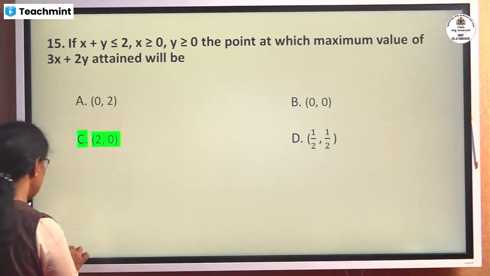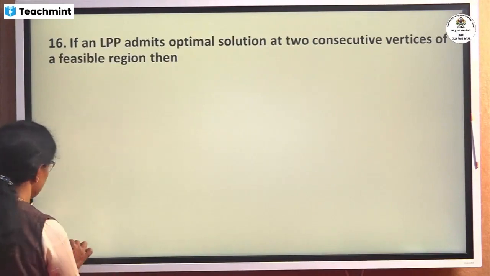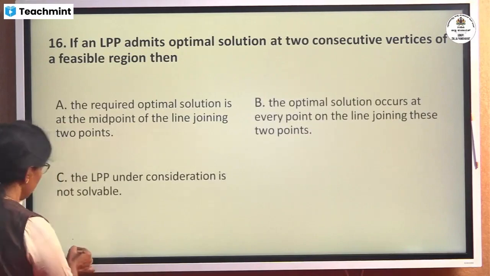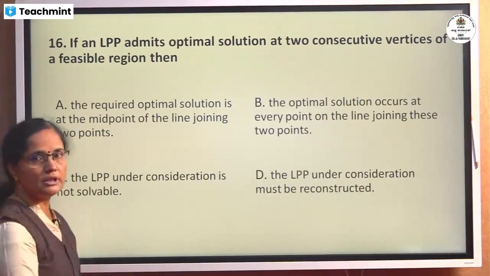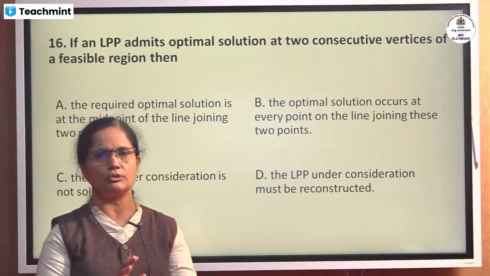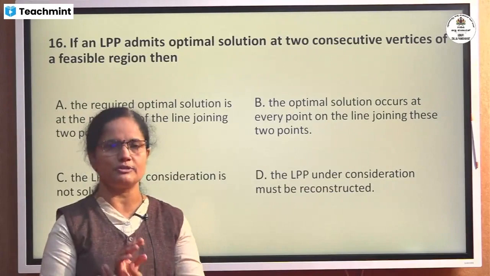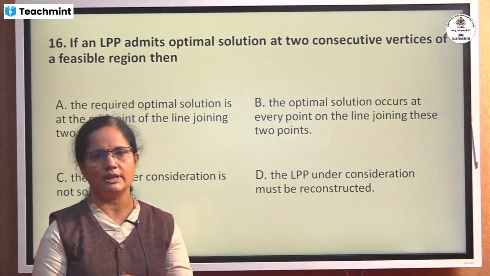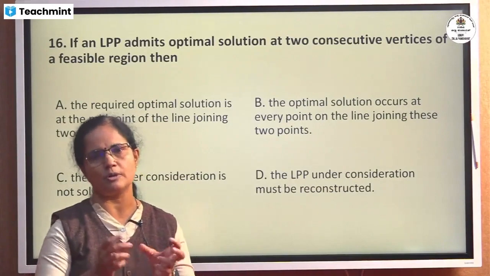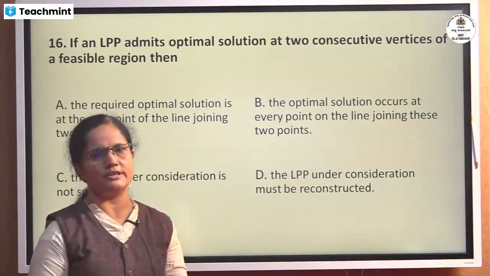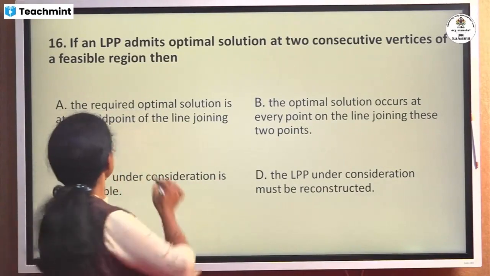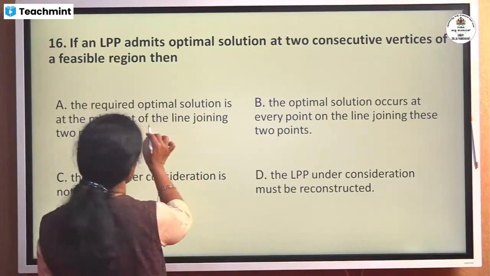So let me go further. So this is another question. LPP, linear programming problem. The LPP admits optimal solution at 2 consecutive vertices of a feasible region. You know that while solving the problems for your annual exam, you will get the maximum or minimum value in both the points. In that case, what you have to take? So you know that is optimal solution is at the midpoint.